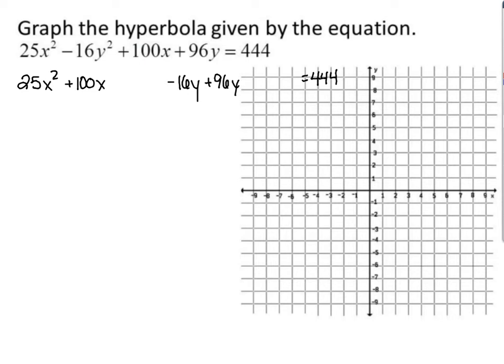Now we are going to have to complete the square. Before we can complete the square, we do need to have the x squared by itself and the y squared by itself. So we are going to have to factor out the 25 for the x and the negative 16 for the y. Because we are factoring out a negative 16, positive 96 divided by negative 16 gives us a negative 6y.